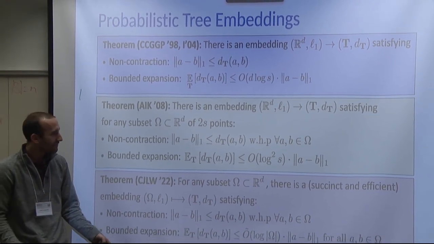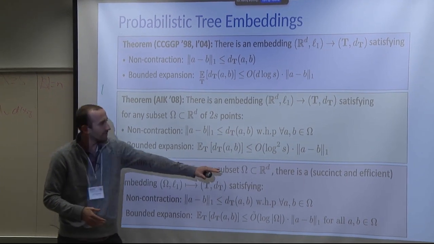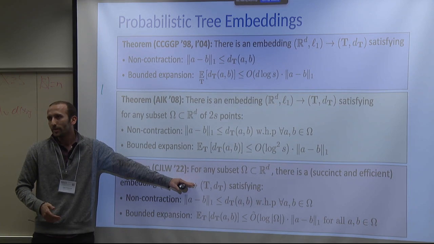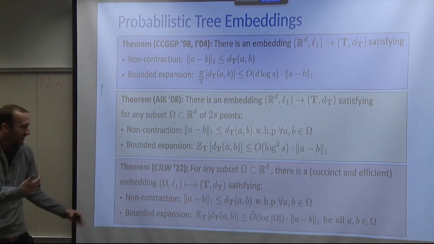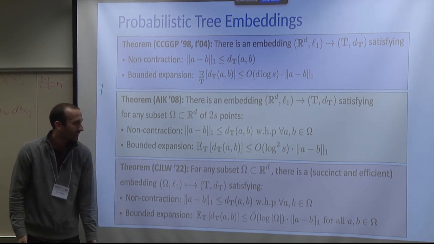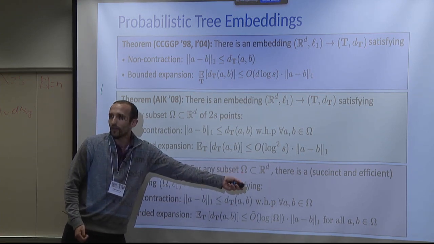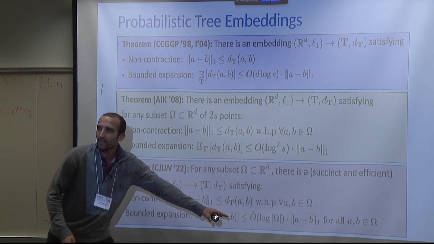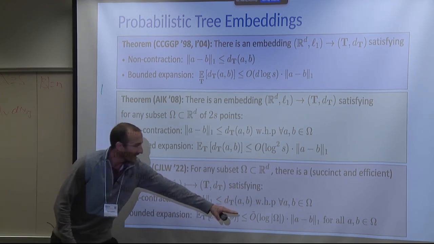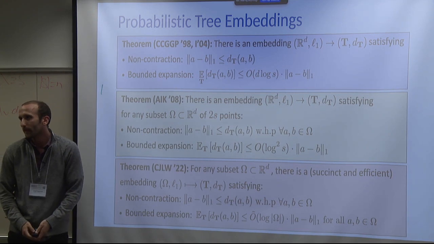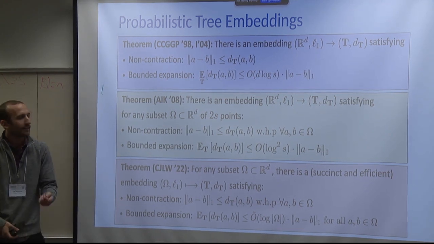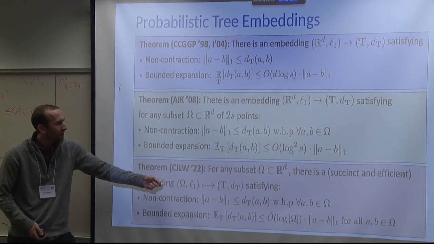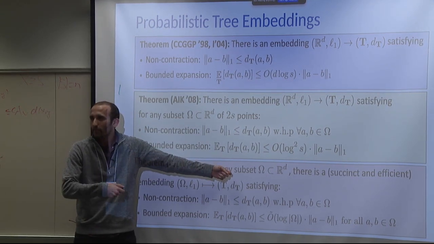So the theorem says that if you give me a set of points, I can produce a succinct and efficient embedding into a randomized tree such that it's non-contracting for every point in my universe omega. And now it has improved bounded expansion, where it's logarithmic in the size of the set omega. So this is really what I meant by a data-dependent embedding, because the embedding itself depends on the elements that you're embedding, omega.